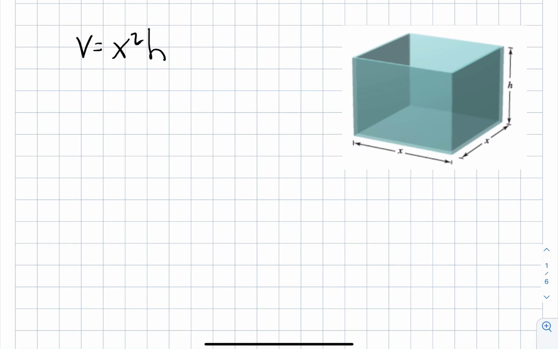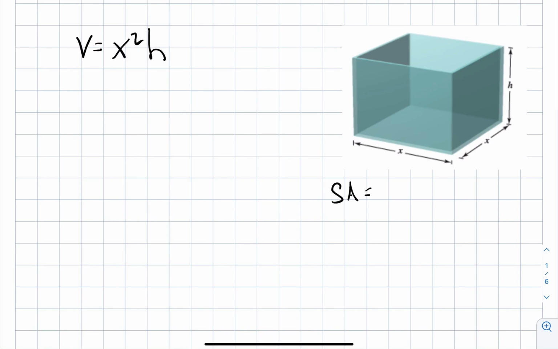However, what we can see here is that we have two variables. We got an x squared and an h. So because of this, whatever it is we're maximizing or minimizing, we've got to get it in terms of one variable. So now we'll use the other information that we have, which is the surface area, okay? And we'll kind of do this over here. So the surface area we were given as 108 inches.